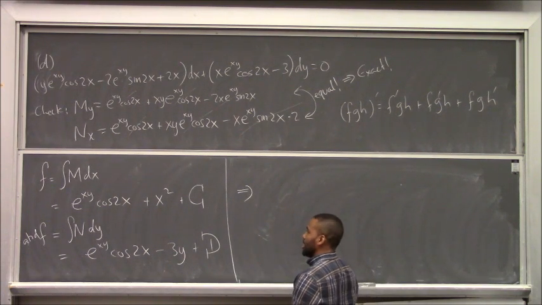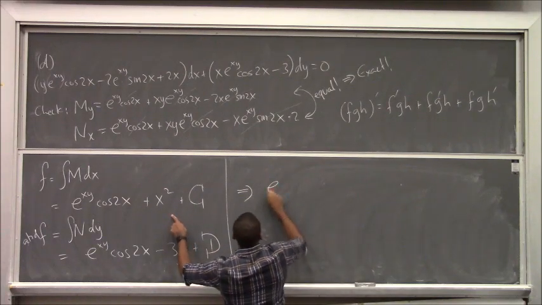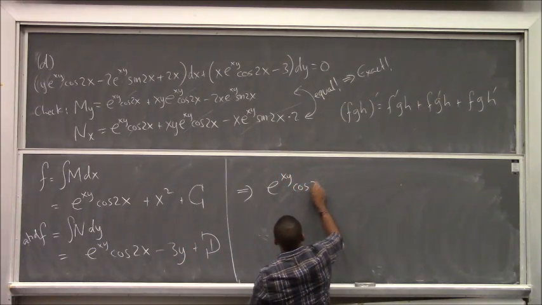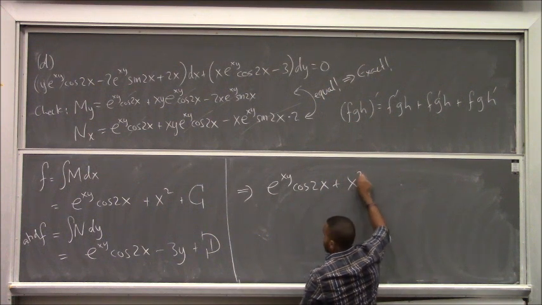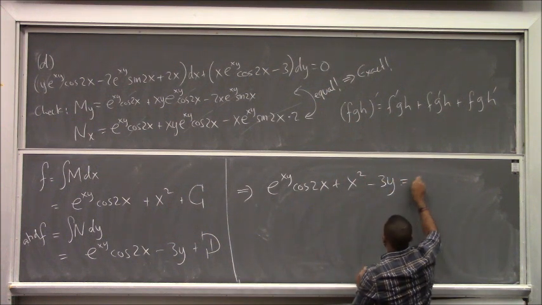Okay. So now, the solution is going to be e to the xy cosine 2x plus x squared minus 3y equals a constant.